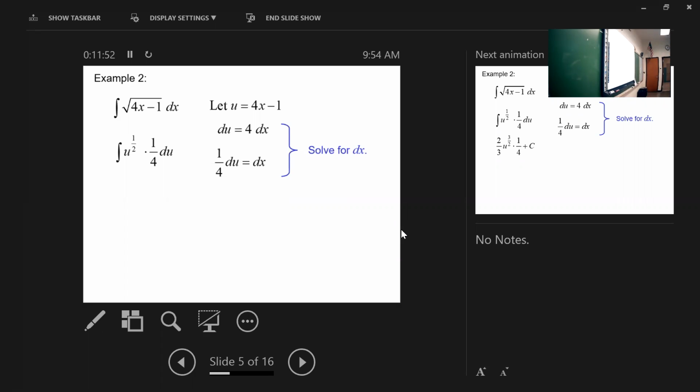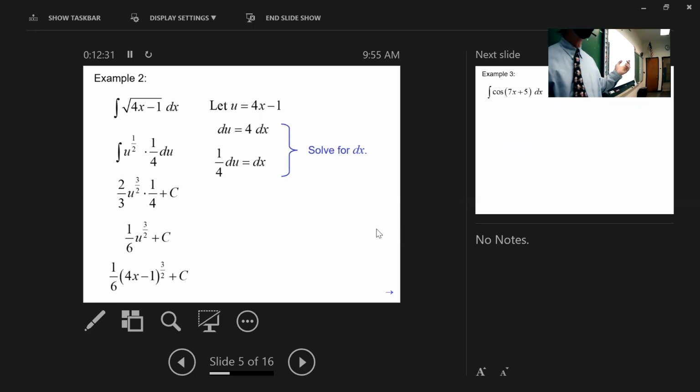So now what? You would get mu to the 1/2 plus 1, which is 3/2. Divide by 3/2, which is multiplied by 2/3. Now I have the 1/4 out here. So you have 1/4 times 2/3, right? You have 2/12, which is 1/6 mu to the 3/2 plus your constant. Except there was no mu in the question, so you have to go ahead and paste what mu equals, and that would be your answer.